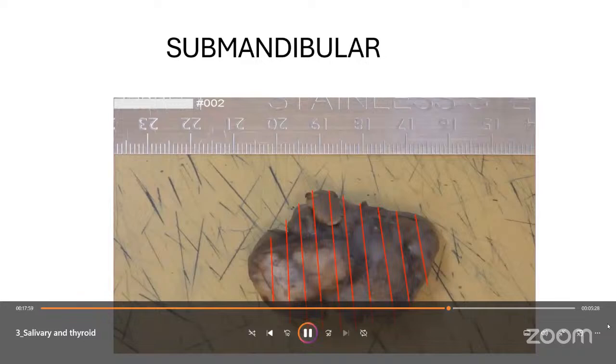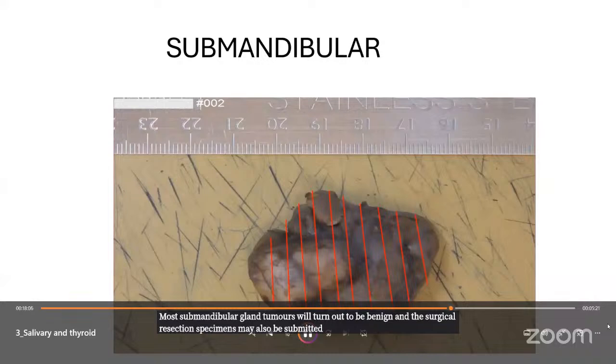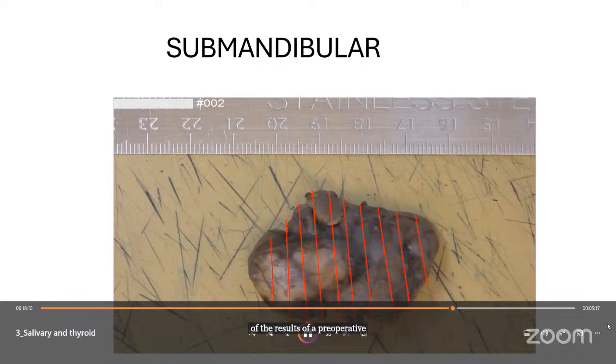Most submandibular gland tumours will turn out to be benign, and the surgical resection specimens may also be submitted with a further reassurance of the results of a preoperative cytology sample, which in this case demonstrated that the tumour here at the edge of the gland was most likely to be a pleomorphic adenoma.